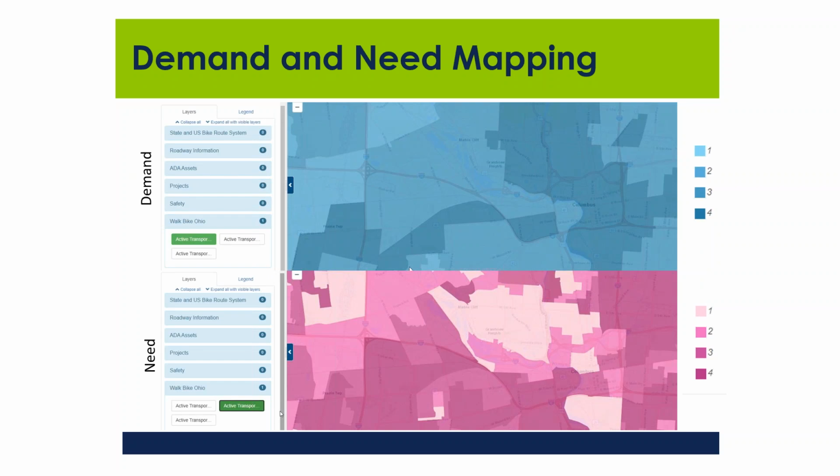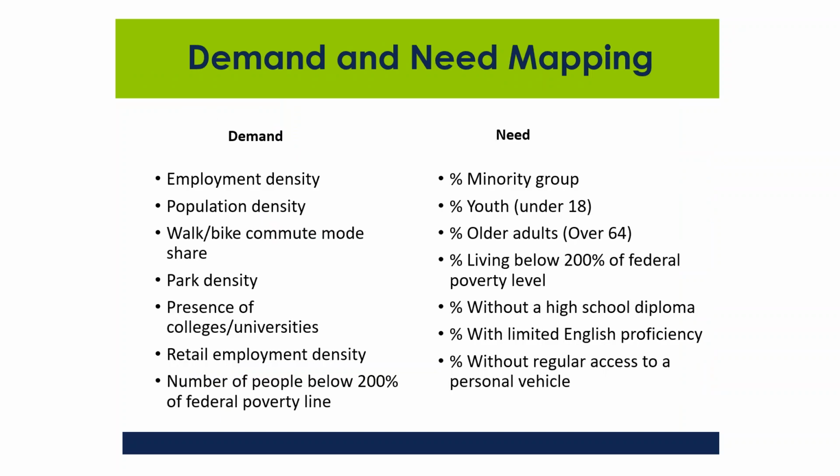You'll see here, this is our demand and need mapping, and the darker blue shade means there's more demand for walking and biking. Lighter blue, less demand. Whether that's because there isn't as high of a population there, or car ownership is higher. And the need categories in the pink, light pink to dark pink being more need based off our criteria.